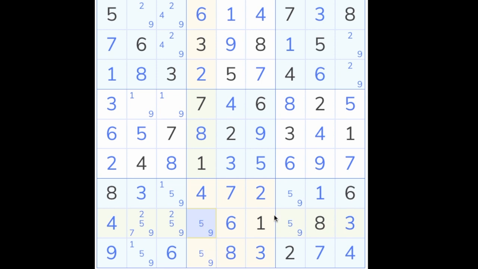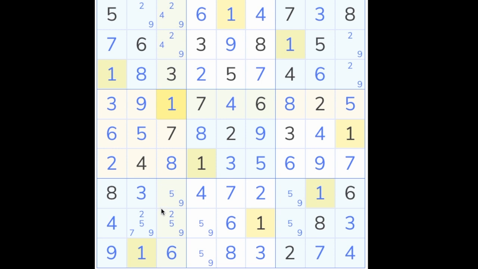So 5 and 9 here like this. Okay, this 1 here means that this 1 can be removed, and in this block now we only have one candidate 1, so it's got to go here. Up here now you can see 1 and 9, that's a 9, that's a 1.